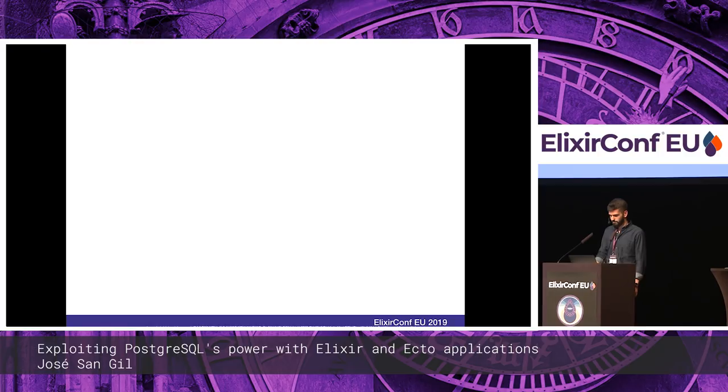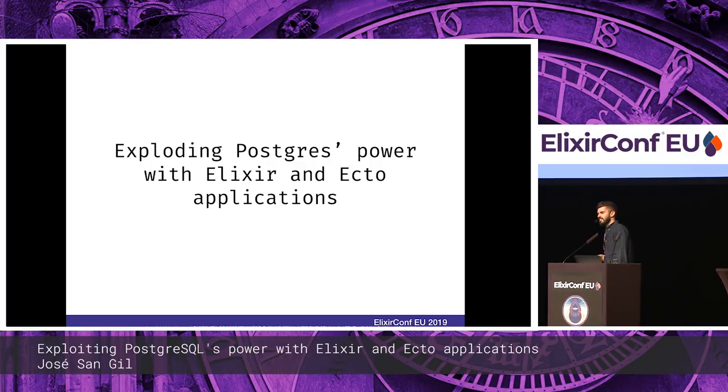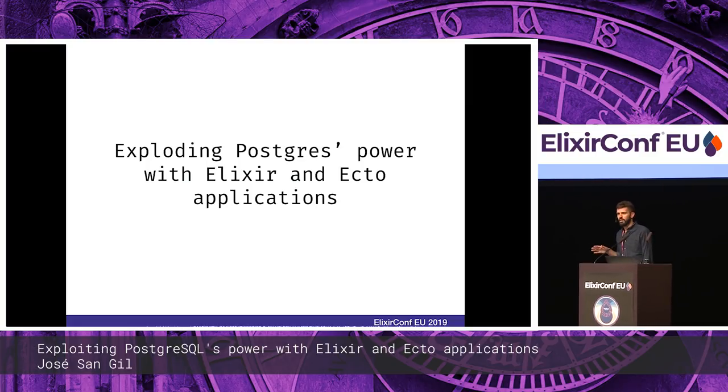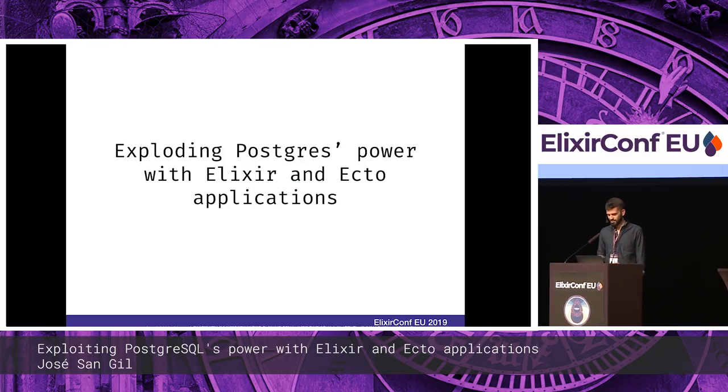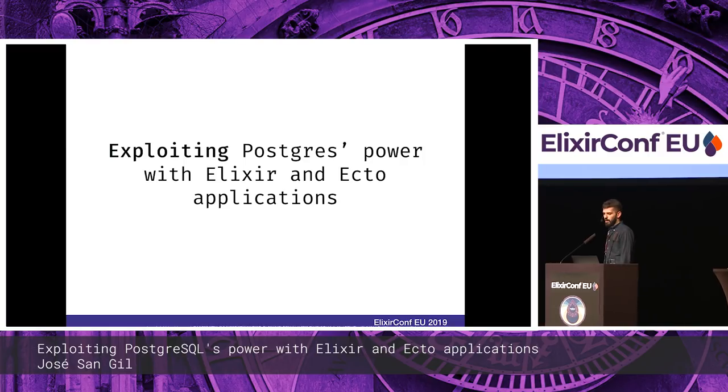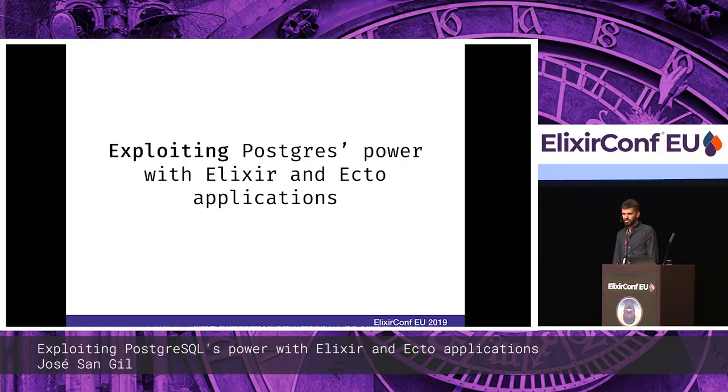As a non-native English speaker, I frequently make a lot of mistakes. Back in November, by the 25th of November, it was the deadline to apply to this conference. So of course, I submitted my application on the 25th of November. And I almost submitted the title of my talk as "Exploding Postgres Power." Fortunately, I realized just a few seconds before clicking the button. So this talk is not about making things blow up with Elixir or Postgres. It's actually about exploiting Postgres power with Elixir and Ecto applications.